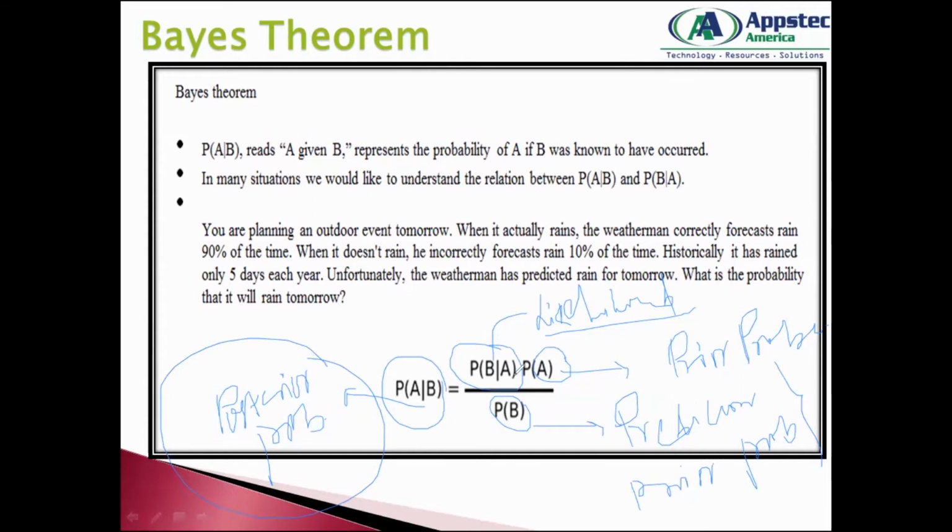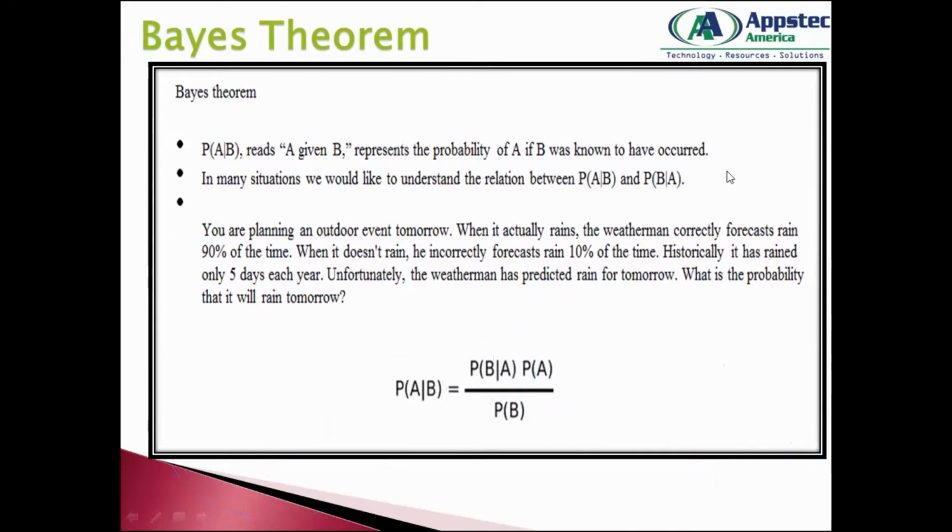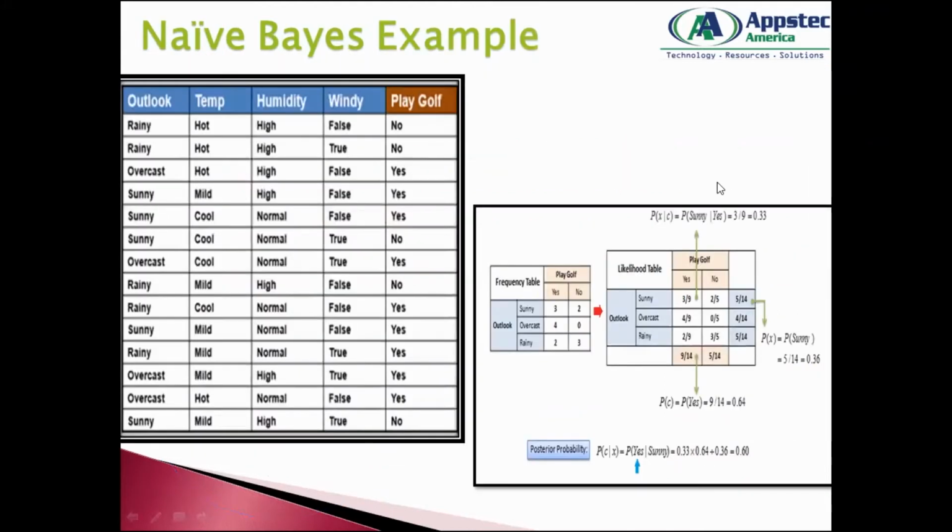P of A is the class prior probability, the prior probability of my event. P of B given A is my likelihood, and P of B is the predictor probability. So all these are associated with each other. Now this might be a little heavy, but let me quickly jump into a real-time example of how exactly this happens.